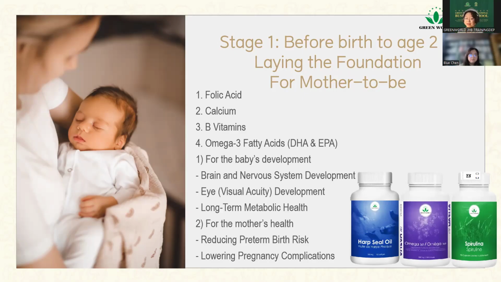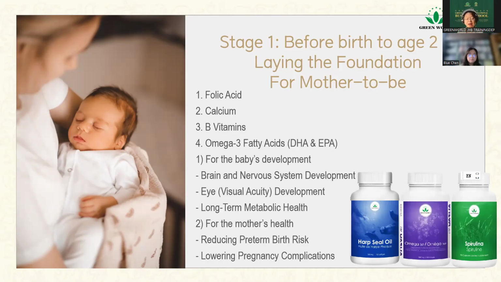1, for baby's development, brain and nervous system development. DHA is a major structural fat in the human brain and central nervous system. It begins accumulating rapidly in the baby's brain from the third trimester of pregnancy until about 18 months after birth. Studies suggest that adequate maternal intake is associated with improved memory, attention, language skills, and problem-solving abilities in infants and children.